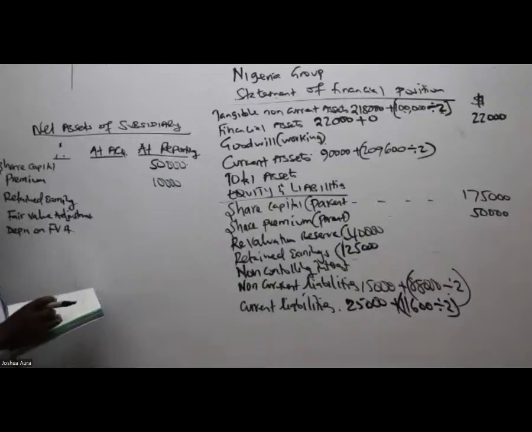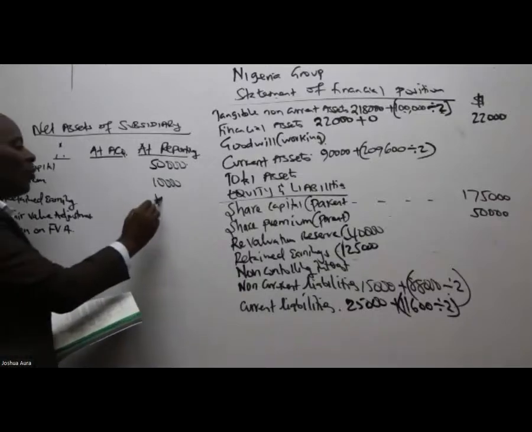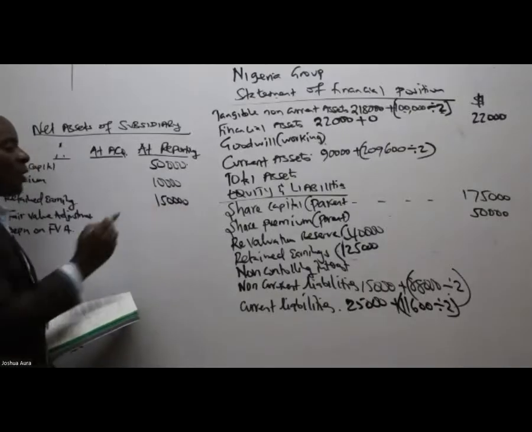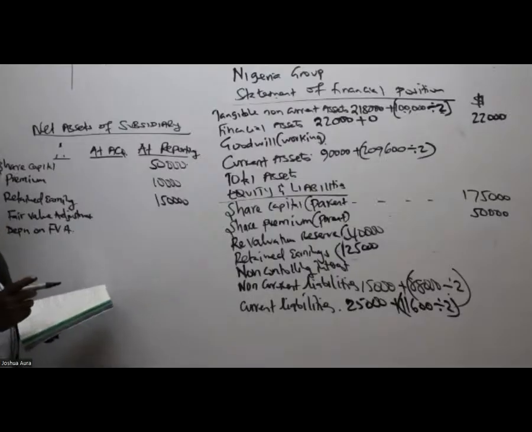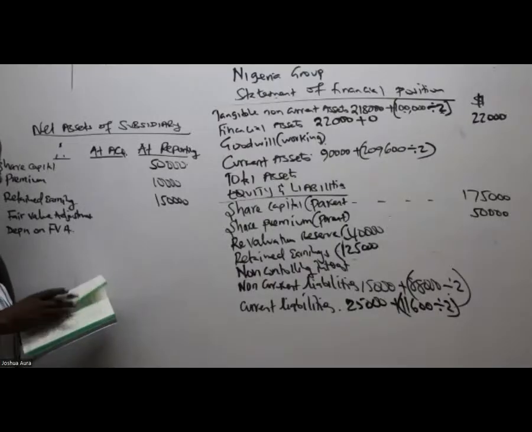Retained earnings, what do we have, ladies and gentlemen? Retained earnings at the end, we have 150,000. Share the question. Already you have the question. Check your group. Great.